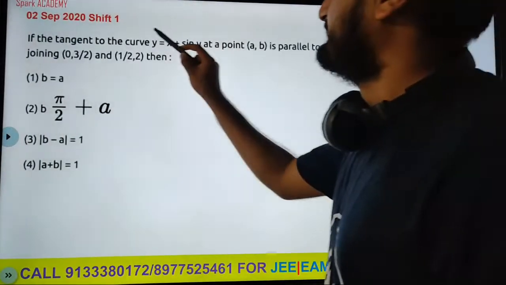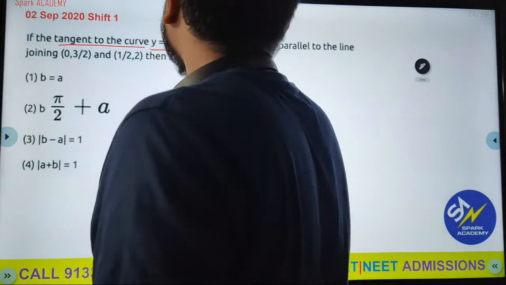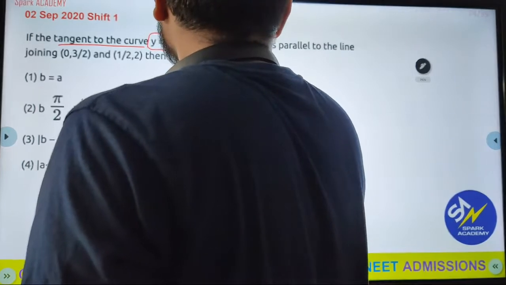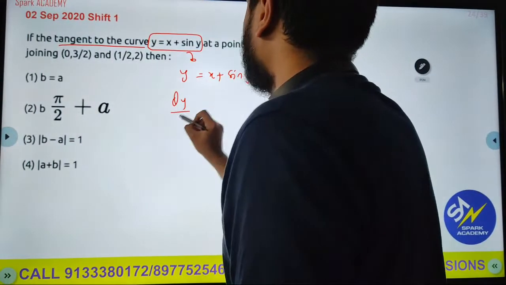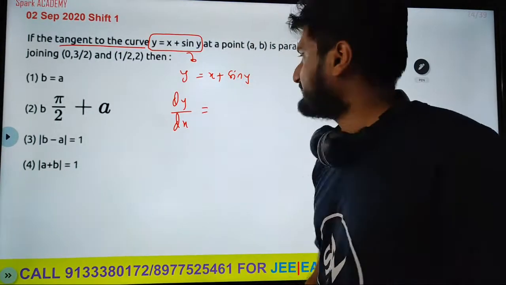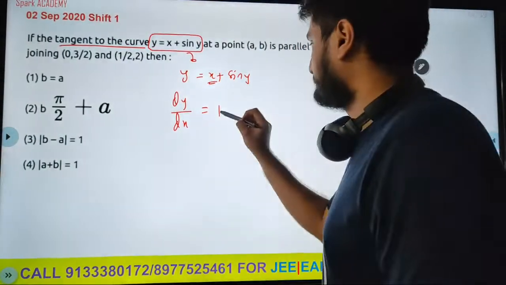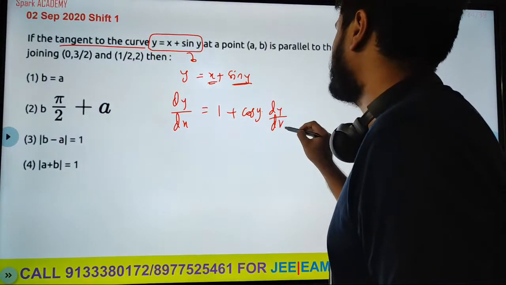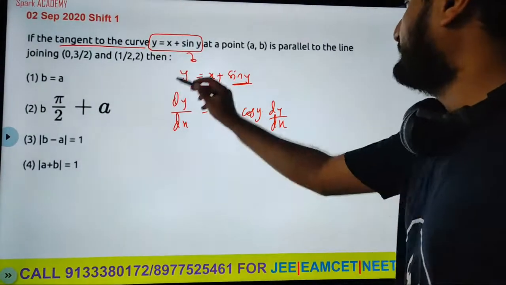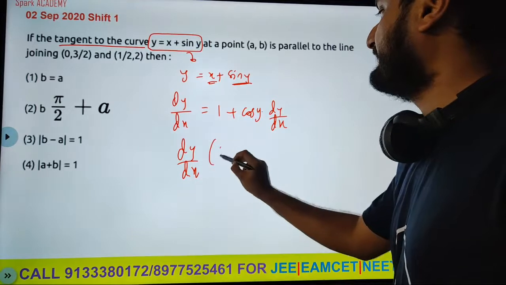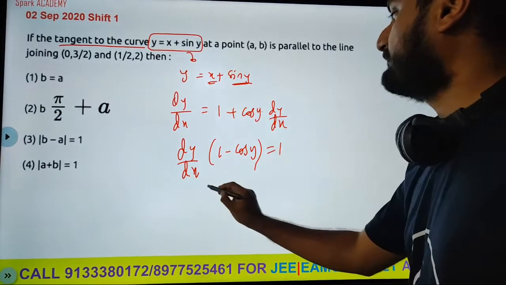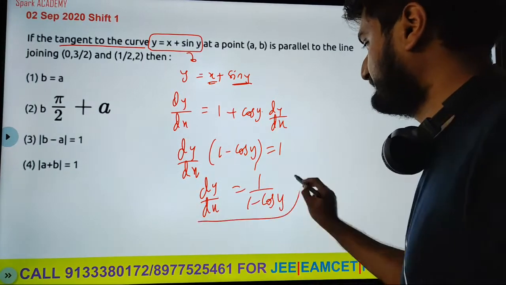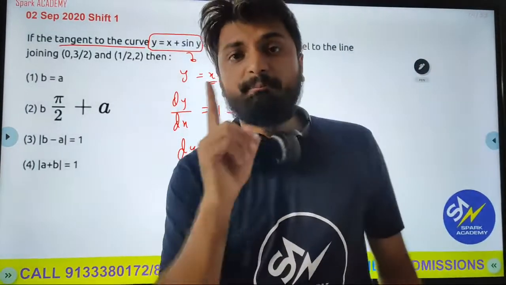Now what about this? The tangent to the curve y equals x plus sin y. Again, y equals x plus sin y is the curve, and for the tangent you do dy by dx. So what is dy by dx? Derivative of x is 1, plus derivative of sin y is cos y into dy by dx once again. Now if you take dy by dx common, I will get 1 minus cos y equal to 1. So dy by dx is 1 by 1 minus cos y. This is the slope of the tangent.